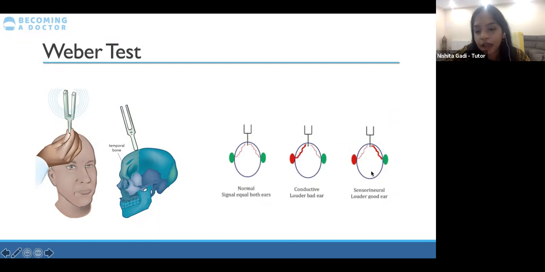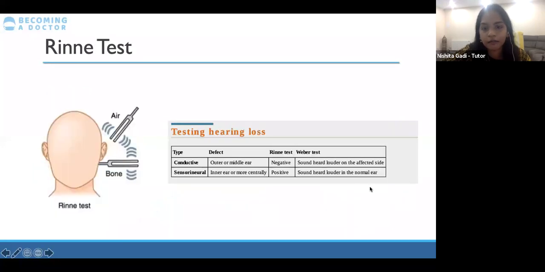And then sensory neural, it's louder in the good ear, because in sensory neural, whether the sound gets to the cochlea via air or bone conduction, the cochlea is at fault, so the cochlea cannot pick it up. That's why it's better in the good ear, because the other ear is faulty and you won't get much. Does that explanation make sense, or does anyone need a clarification? Okay, good. But do mention if you need a clarification on that.